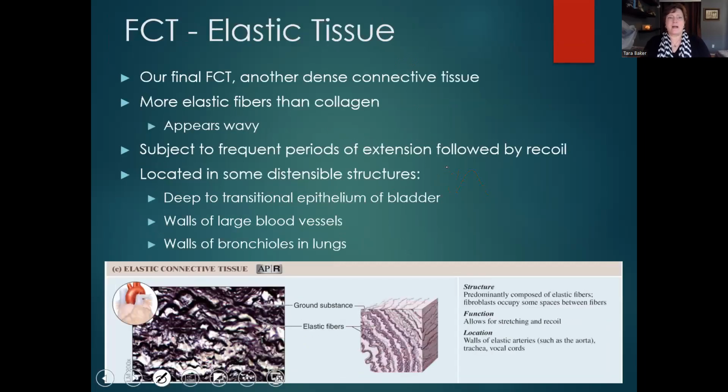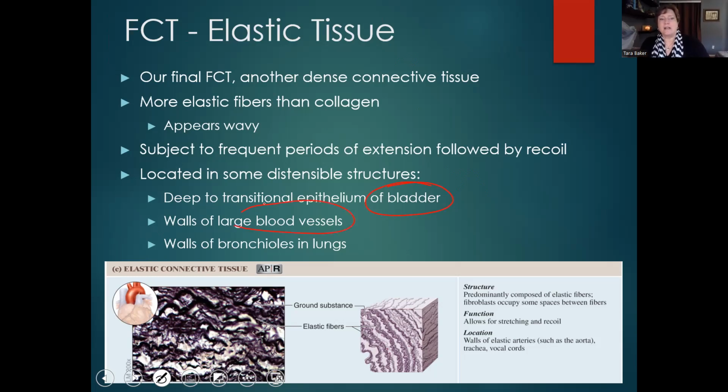The last type of fibrous connective tissue is the elastic tissue. Elastic tissue has a lot of elastic fibers. So elastic fibers are specialized because they can stretch and then they go back together. So we're going to have these in places where we do a lot of stretching and going back together. That's going to happen in your bladder. Your bladder is going to stretch when it's full, and then it's going to go back together when it's empty. Okay, we want it to go back together.